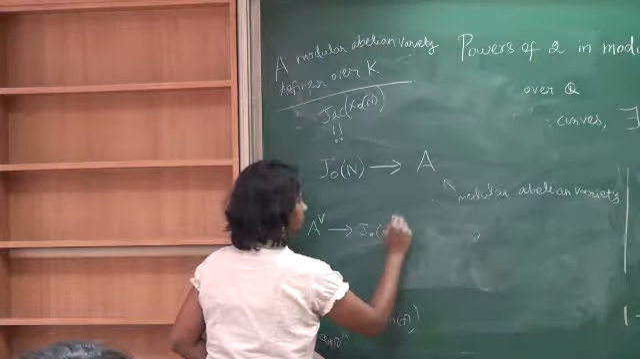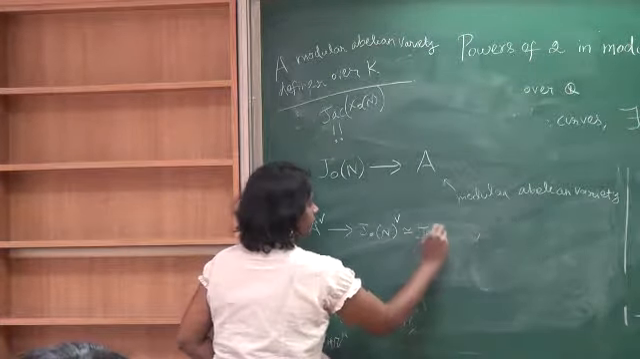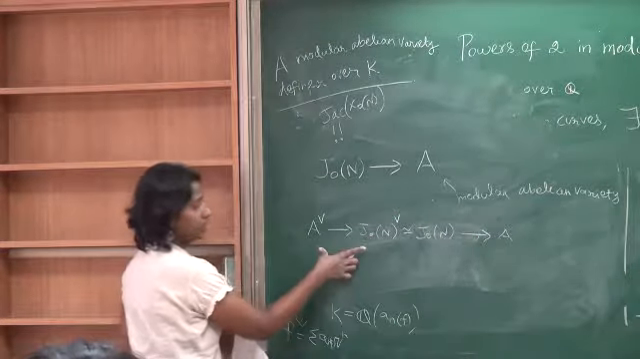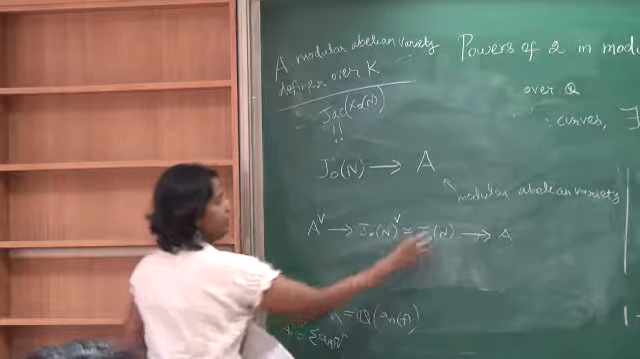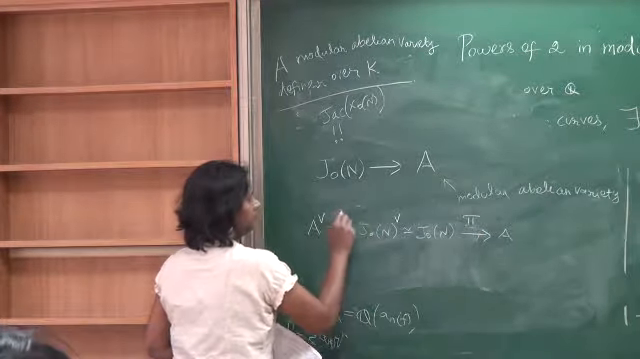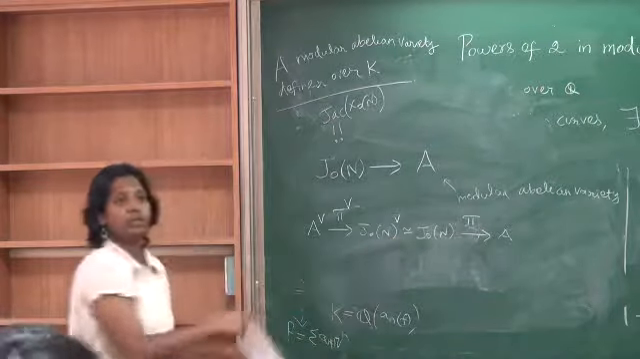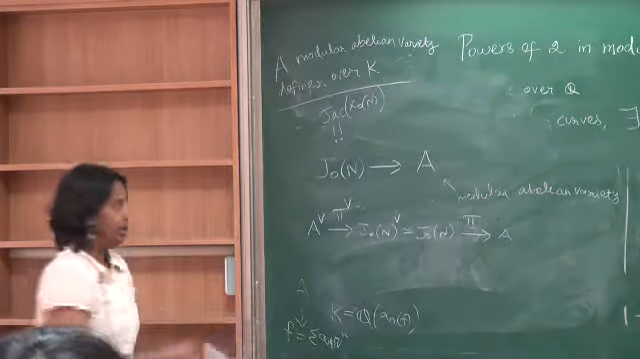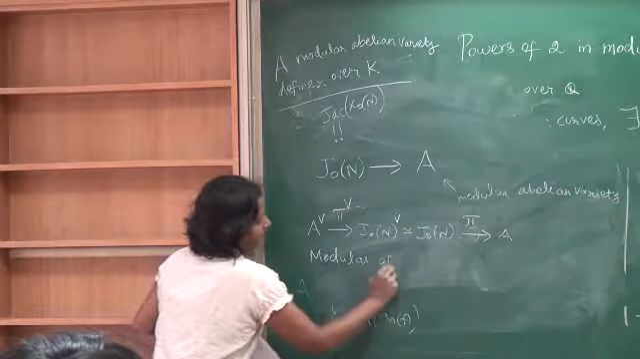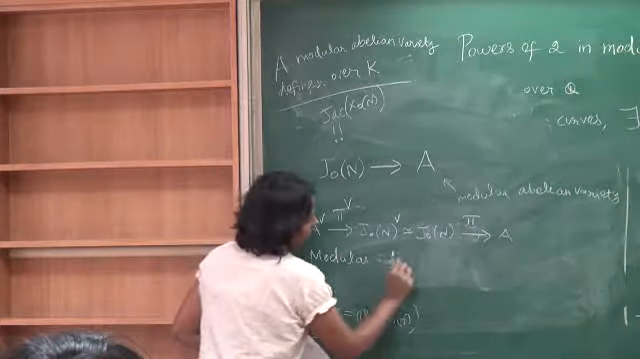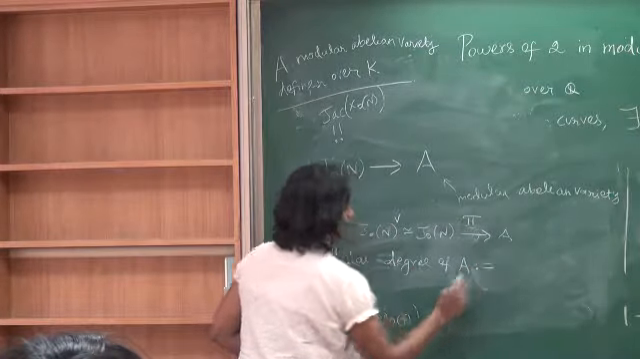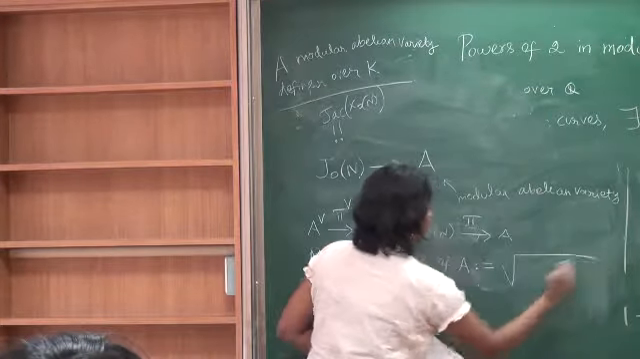So we have J_0(N) to A, and I am considering the dual one, phi tilde. If I denote this one phi, this is phi dual. So the composition will be some square, and I am denoting the modular degree of A as equal to the square root of the degree of the composition.